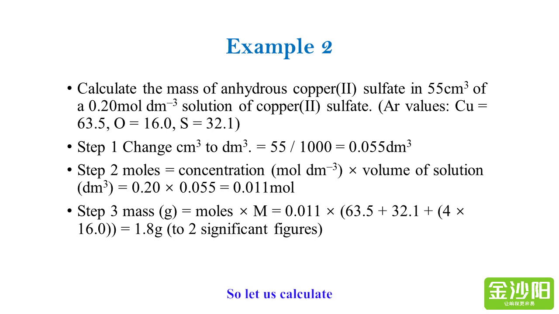So, let us calculate the mass of anhydrous copper sulfate in 55 cubic centimeters of a 0.20 moles per cubic decimeter solution of copper sulfate. First, change cubic centimeters to cubic decimeters. Then, we get the moles. At last, we get the mass. Note here, we need to keep the answer to two significant figures.